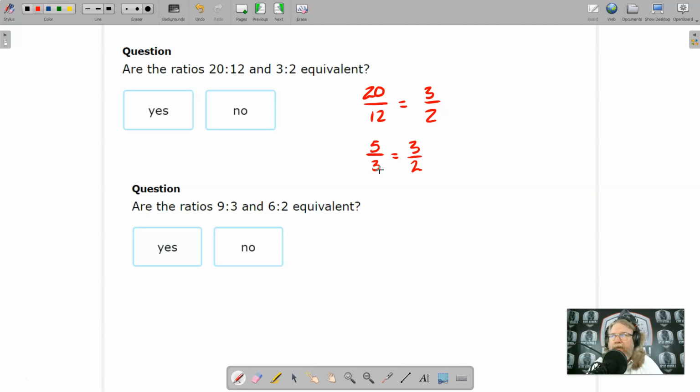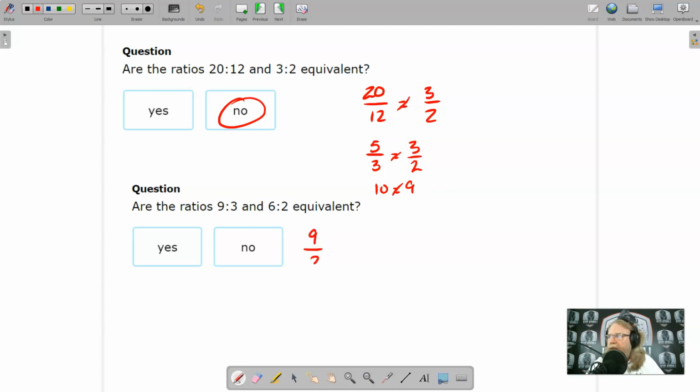I'm going to guess that these are not equivalent because I simplified them and the fractions are not equivalent to one another. So 5 times 2 is 10. 3 times 3, that's 9. This is a false statement. So indeed, these are not equivalent to one another.